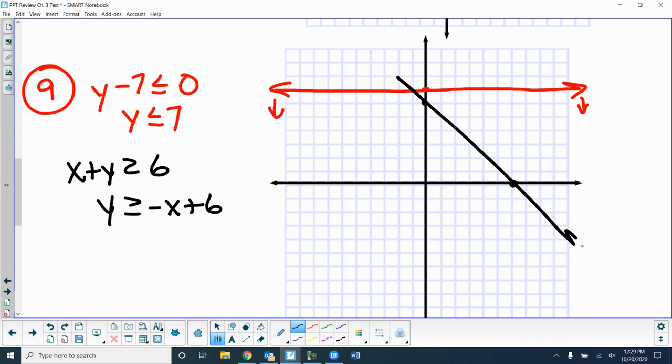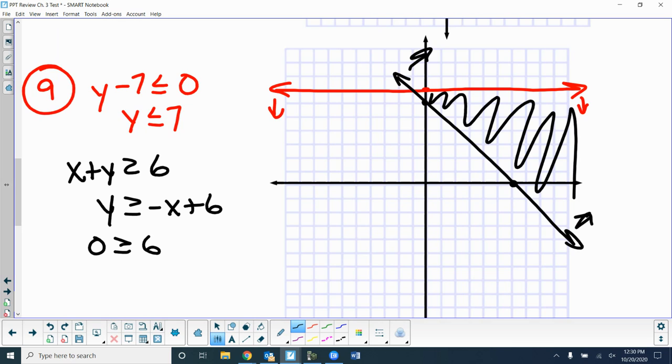Does 0, 0 work? 0 plus 0 is 0. Is that greater or equal to 6? No. So here was 0, 0. It doesn't work, so I go to the other side. So below the red, to the right and above the black, meaning that's our shaded area.